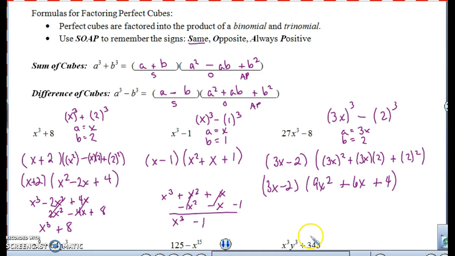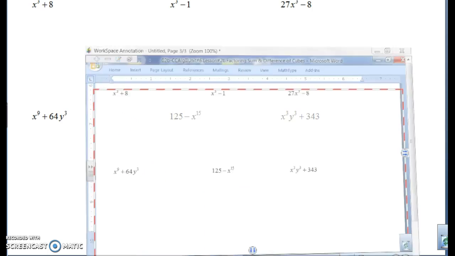And there you go. So we have 27x cubed minus 8. If you remultiply this, 3x minus 2 times 9x squared plus 6x plus 4, you will get 27x cubed minus 8. All right, let's try this one.